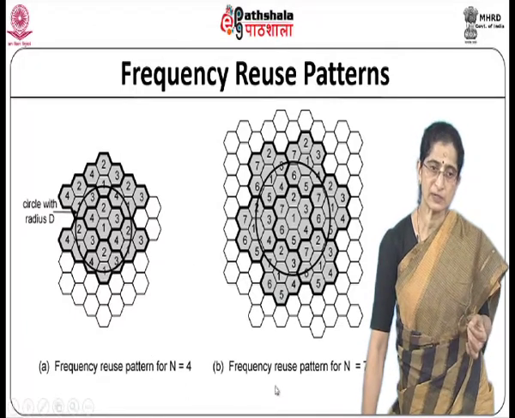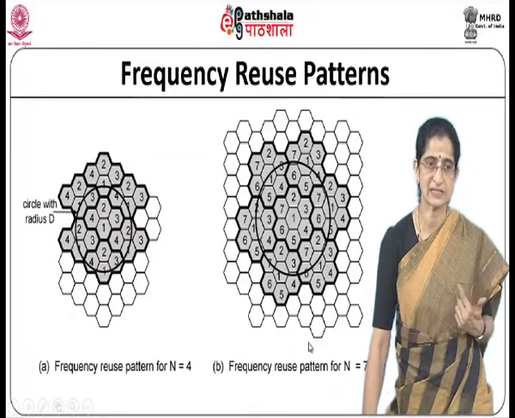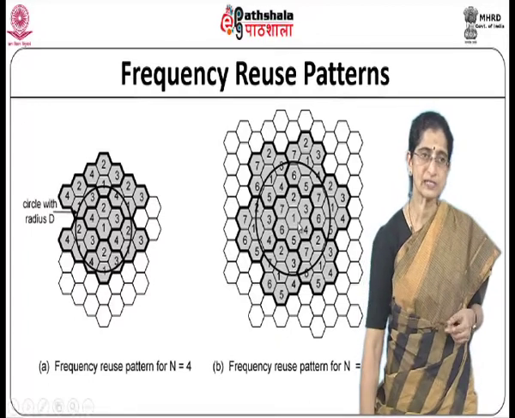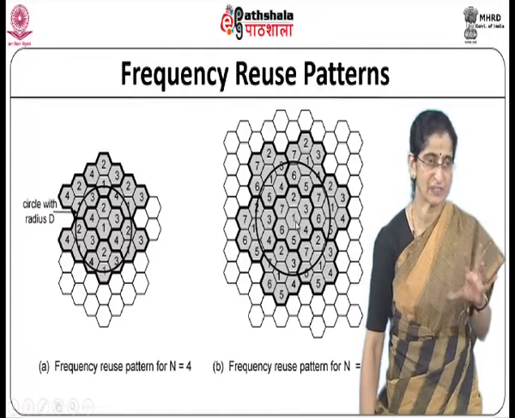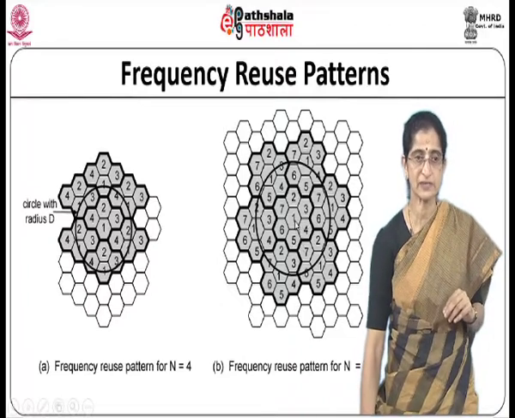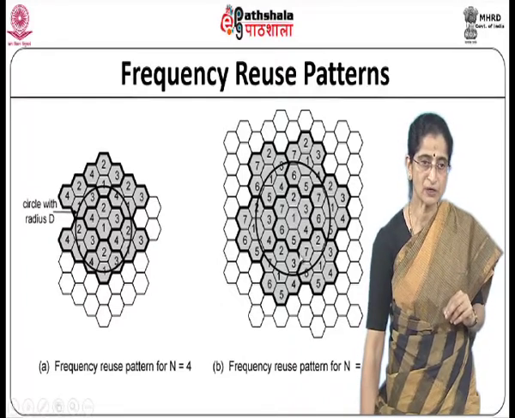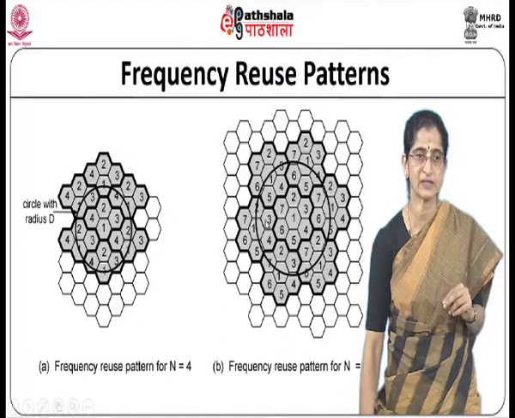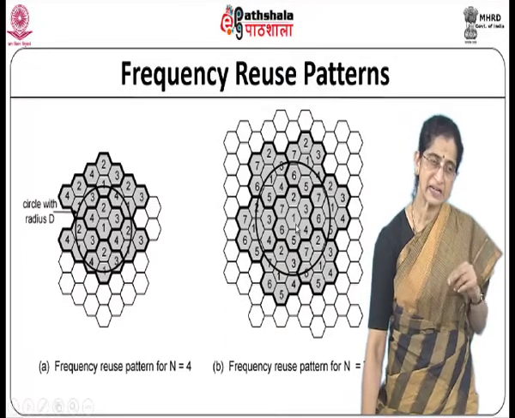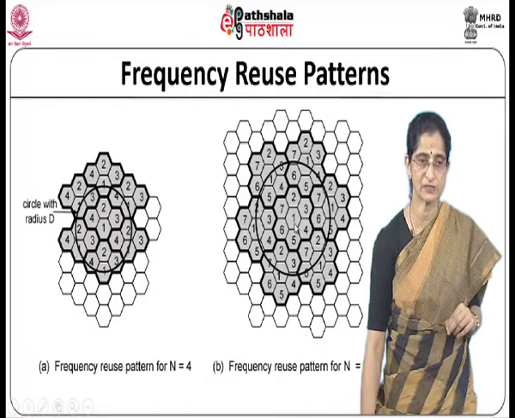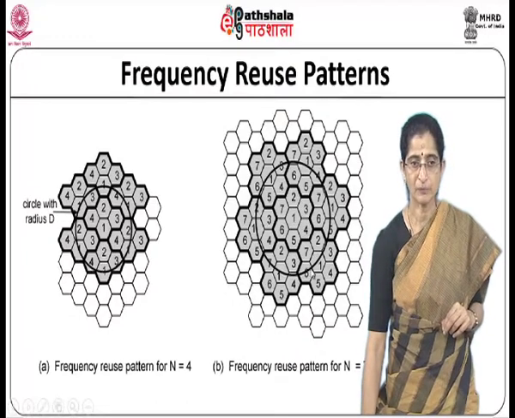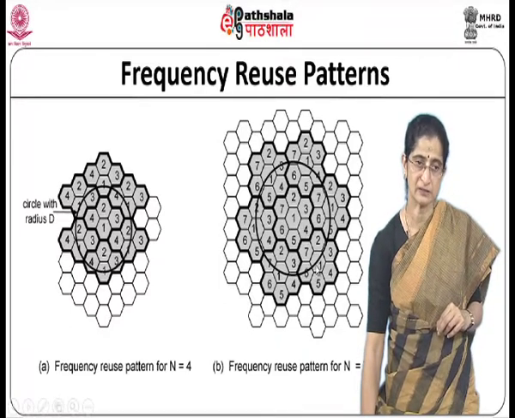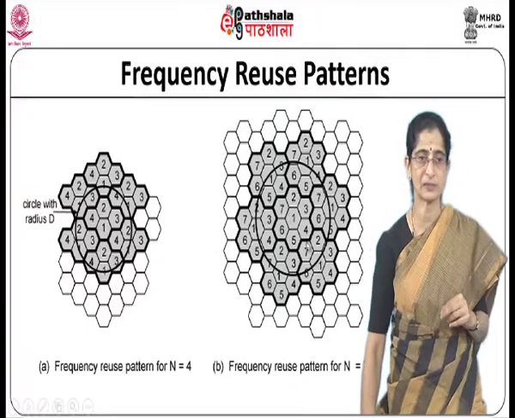Now, let us look at another reuse pattern where n is equal to 7, as in the example we alluded to in the previous slide. Here you will see that there are 7 different sets of frequencies: 1, 2, 3, 4, 5, 6, 7. If this is set 1, you will find that none of the adjacent cells use the value used by 1. It is either 2, 3, 4, 5, 6 or 7. Same thing you can see for all. And the next cell which is using the same frequency set as 1 is at least about 3 cells away. So, that is the reuse distance that we have: the cell using the same set of frequencies is a little further away.